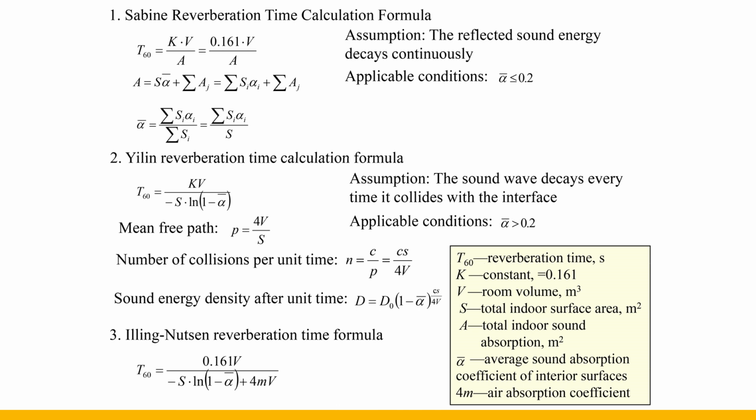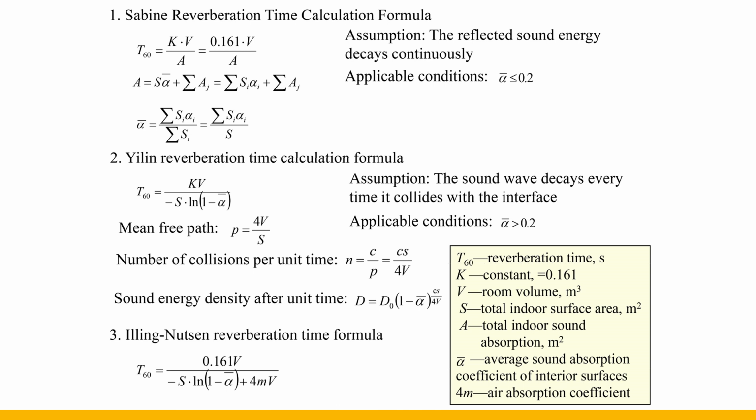Then the number of collisions between sound rays and the indoor surface per unit time is equal to the speed of sound divided by the mean free path. Based on the assumption of the diffuse sound field, the indoor sound energy density and attenuation rate after unit time can be obtained, and substituting them into the definition formula of the reverberation time, the Eyring formula is obtained. It is suitable for the case where the indoor average sound absorption coefficient is greater than 0.2.